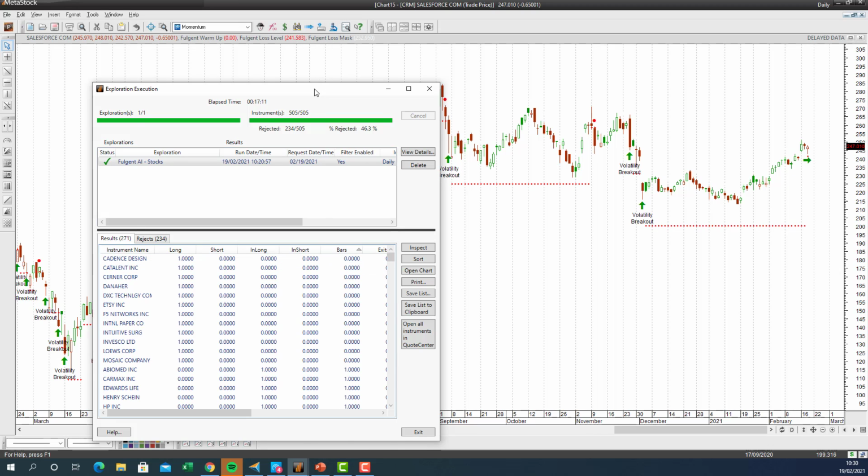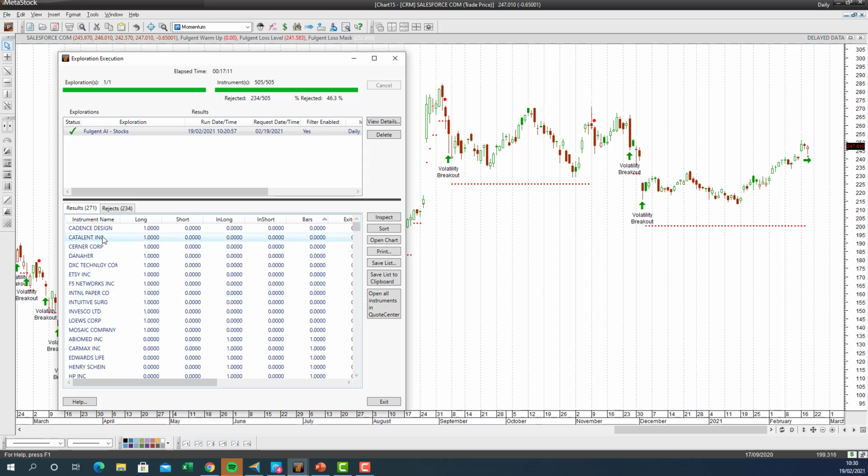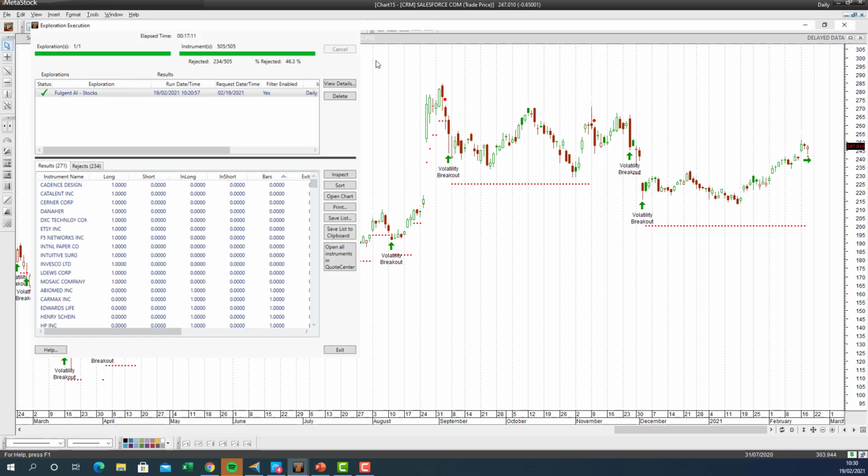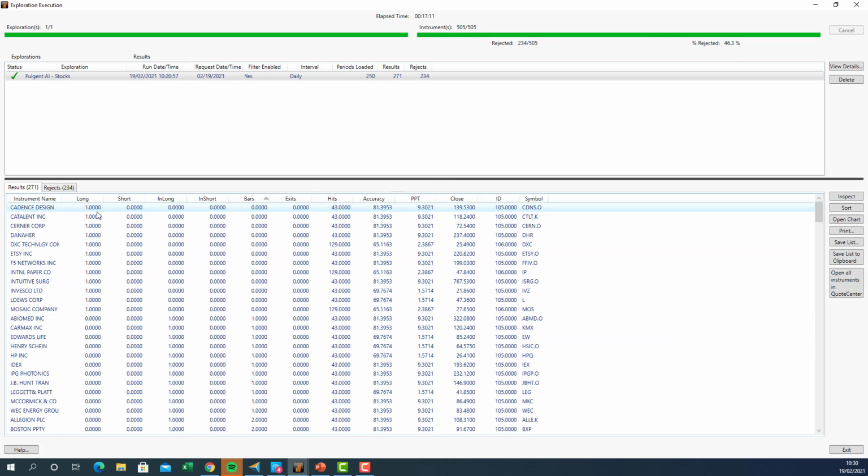So these are the names to have a look at in terms of the latest and newest trades on the artificial intelligence list, the top 10 or so. Look for these. Most of them are volatility breakout trades. So these are absolutely fantastic ones to go for.